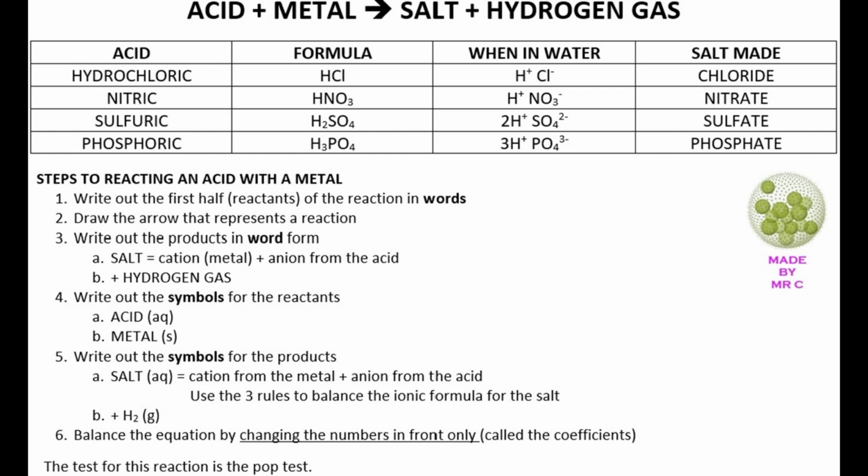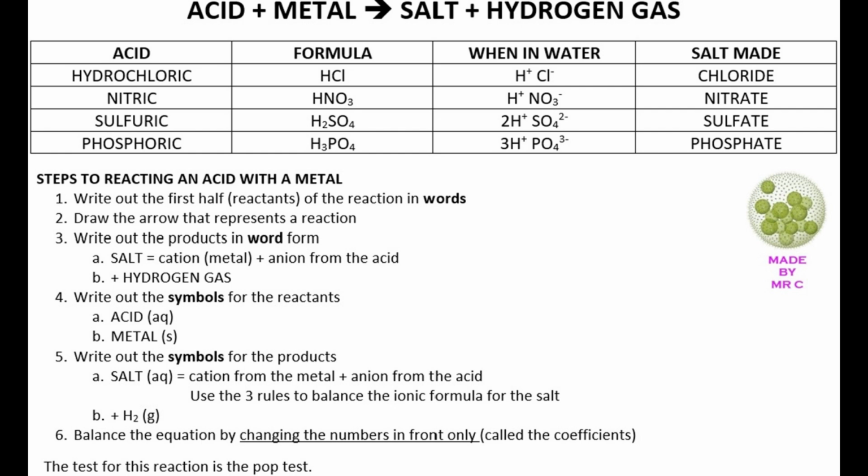And phosphoric acid is H3PO4, and when it dissolves in water, it's going to turn into 3 hydrogen ions and a phosphate ion. And therefore, the salt made is going to be a phosphate. Now, the steps for working out the word equation and the chemical equation: write out the first half, the reactants, which are the things that are going to react before the arrow. So we write them out in words.